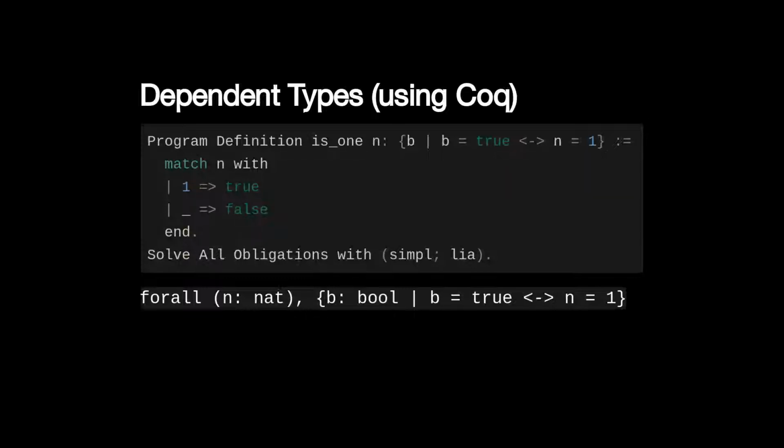And that's the core idea here. That's why this is a dependent type: it references the input value of the function within it. So instead of just being a Boolean, this is a Boolean that is constrained to only be true in the situation where that specific n was 1.